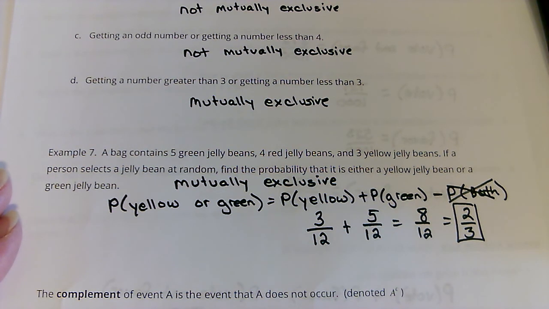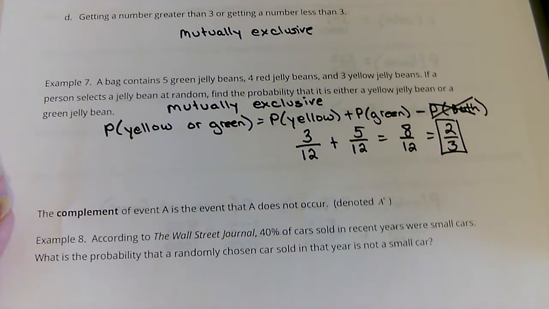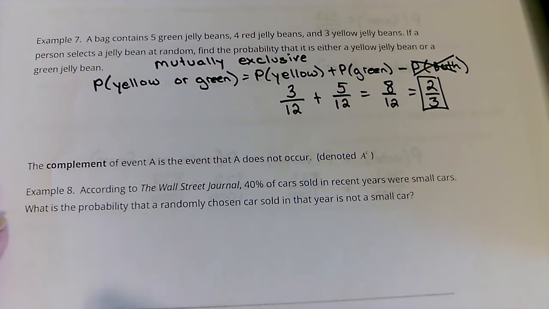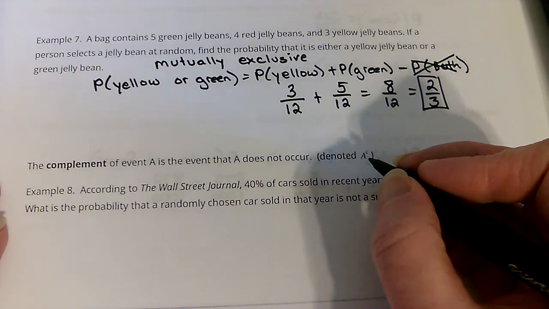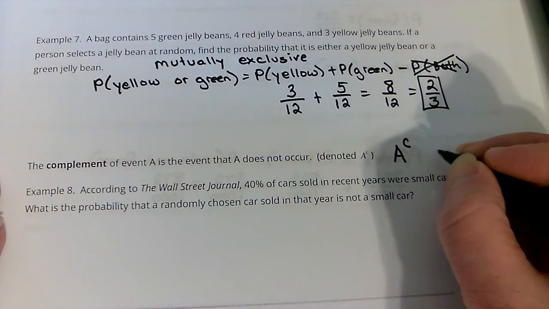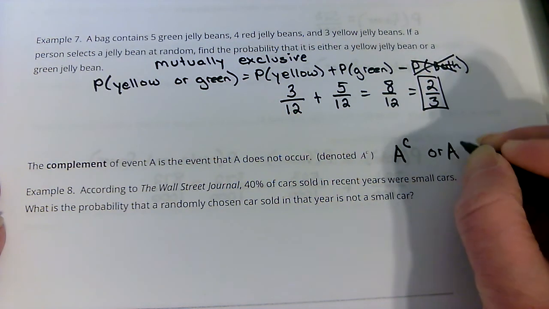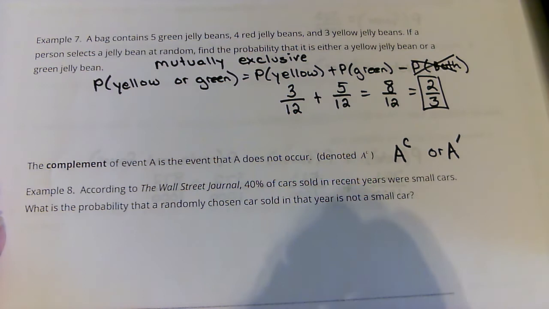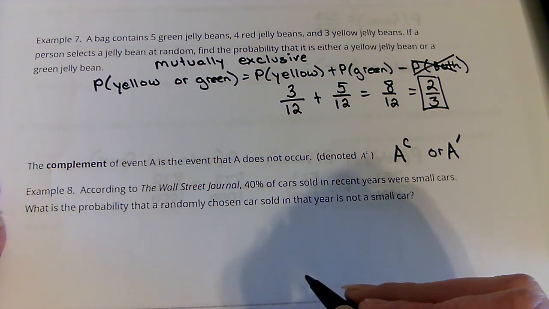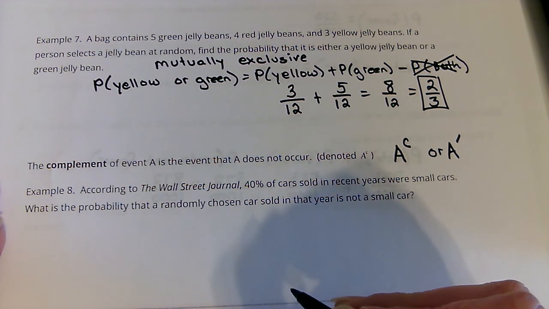Now the last notation I want to talk about is complements. The notation we use a lot of times is this, I don't know if you can see it very well, A with a little C, or sometimes you might see A with a little dash. And what that means is it's the probability that it doesn't happen.